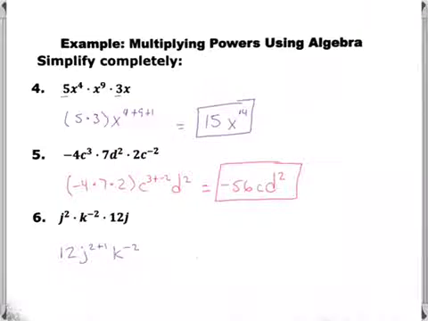We don't want negative exponents, so we need to simplify this. So we have 12j squared on top, and then we drop the k to the 2nd underneath in order to make the exponent positive. And so this is our final answer.